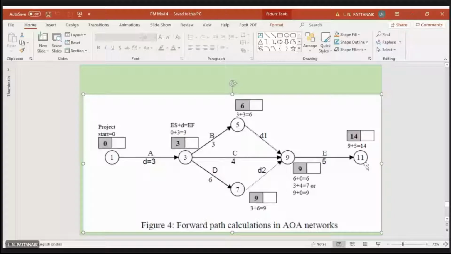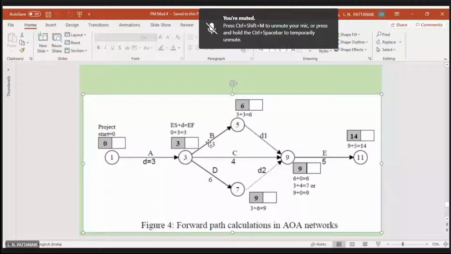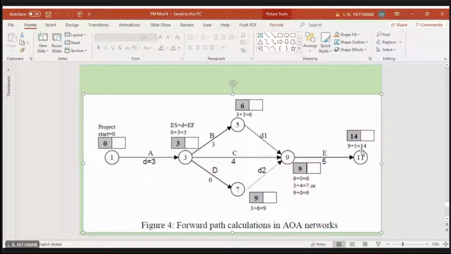14 is now giving you a very important piece of information: the minimum time required to complete this project. 14 is the minimum time required, be it days, weeks or months. 14 is the minimum time in which you can complete the project, okay?